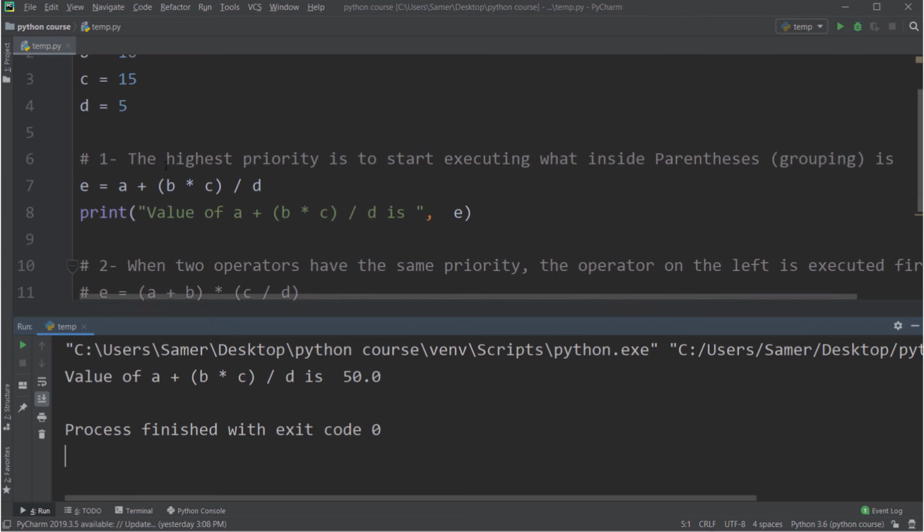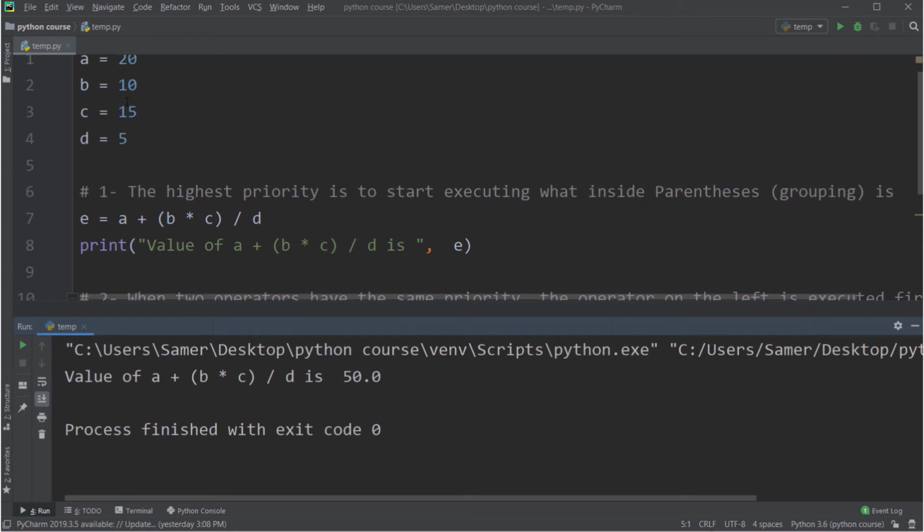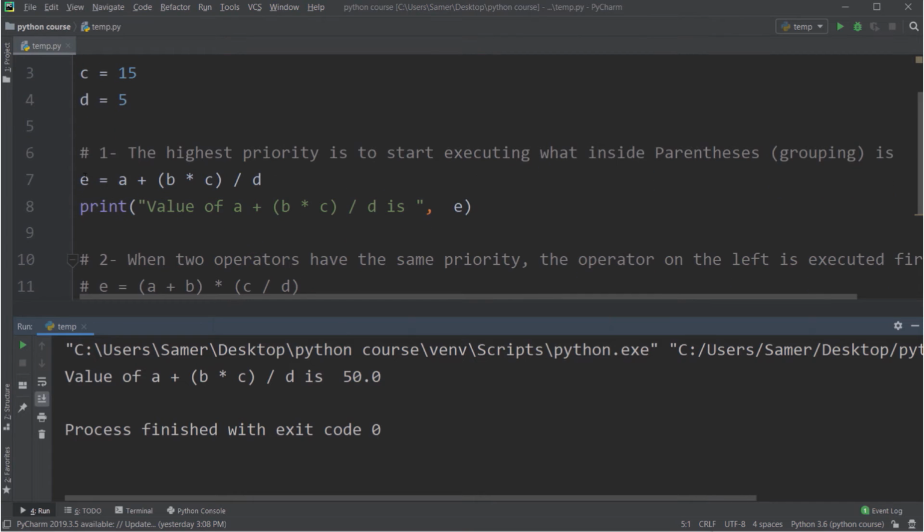Why 50? Because b multiplied by c, 10 by 15, is 150. Divided by d, which is 5, I will get 30. 30 plus 20, I will get 50 as we see here. Now let's move to the second example.